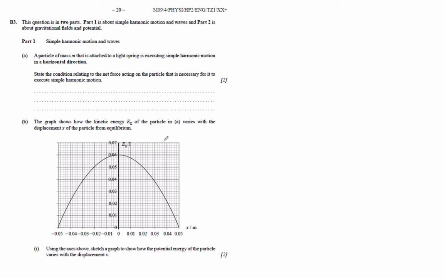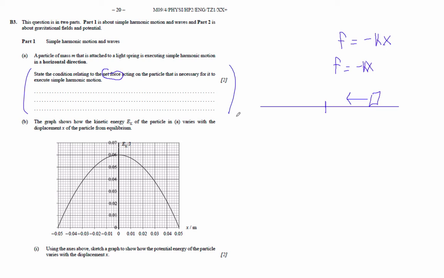All right, they like to ask what conditions about the net force acting on the particle are necessary for it to execute simple harmonic motion. And these are the rules. You've got an equilibrium point, and that force is toward equilibrium and proportional to the distance from equilibrium. F equals negative k times x. Okay, so talk about that, right?